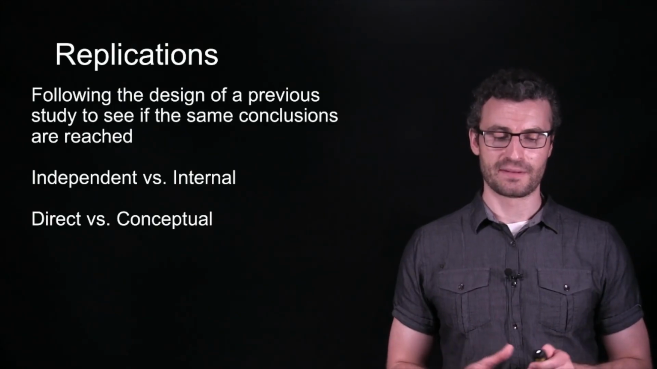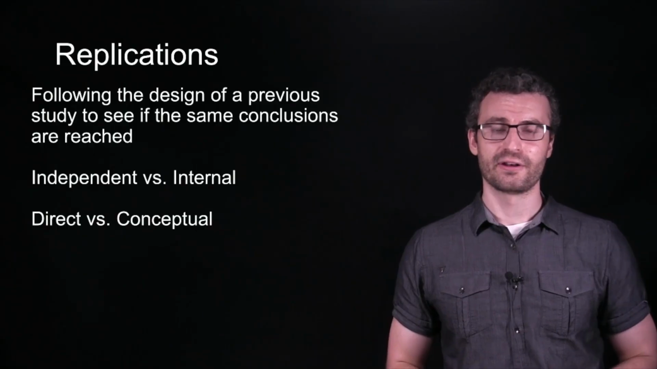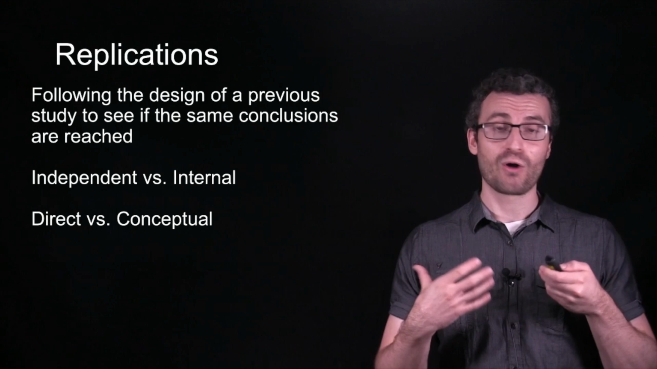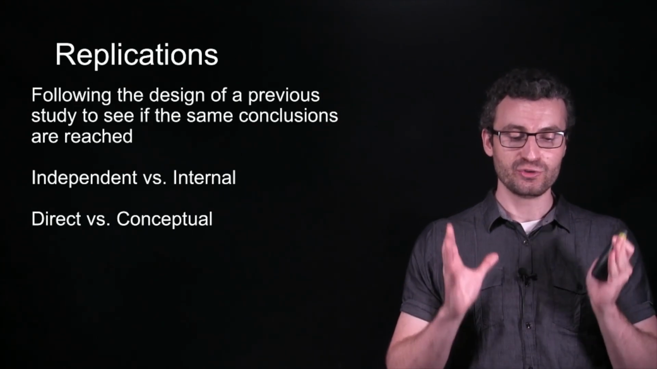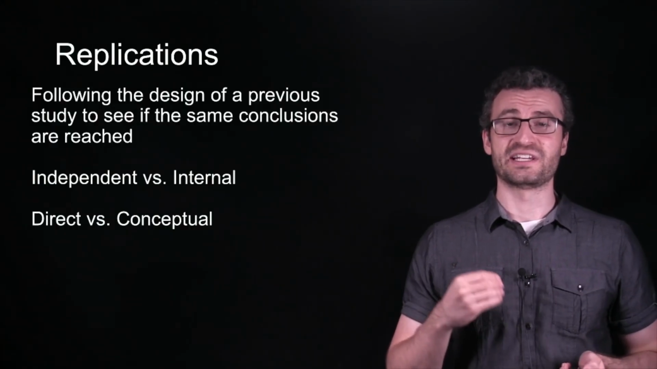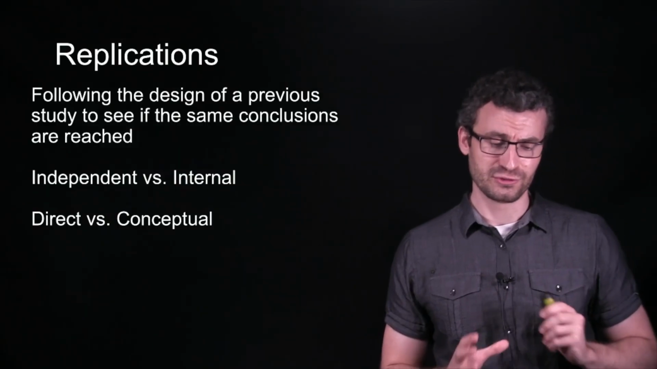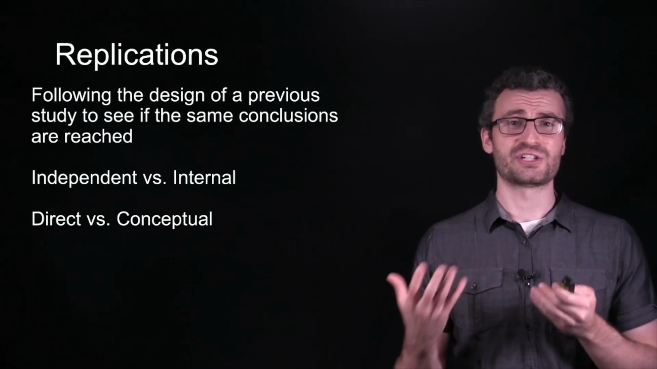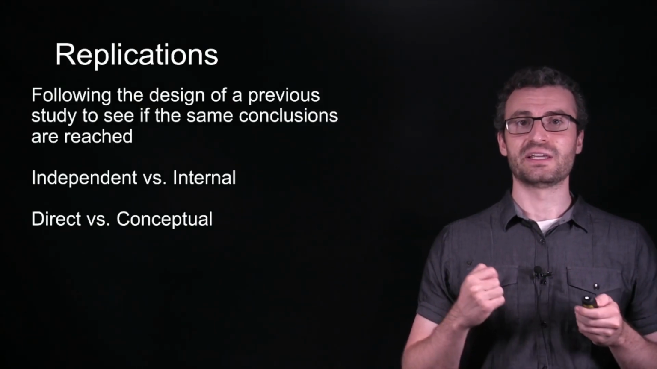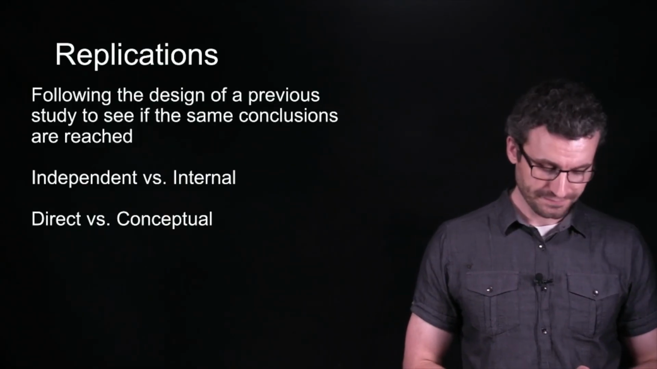In a direct replication, it's actually looking very specifically at how the sample was gathered, how the participants were run through a particular protocol, how the data was analyzed, and following those steps as closely as possible in order to see what the result is. Whereas a conceptual replication is a bit more loosey-goosey, and it's trying to achieve the same result as the original study, but maybe isn't following to the letter the protocol and data analysis steps of the original study.